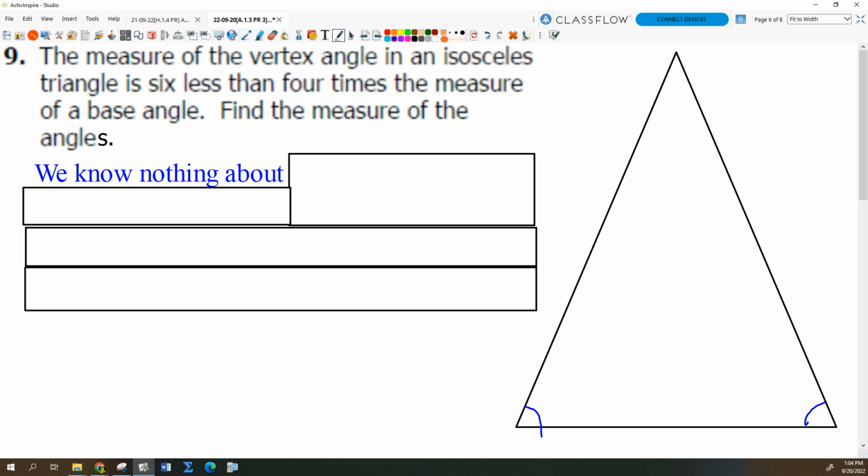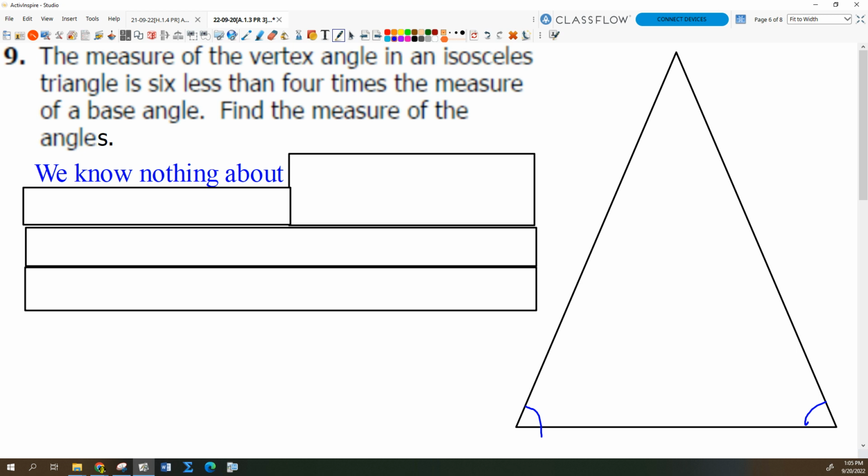Well, let's try it. The measure of a vertex angle in an isosceles triangle is 6 less than, well, hold it. It's telling me something about the vertex angle. I must know something about that. Is 6 less than 4 times the measure of the base angle? Do I know anything about the base angle? Nothing, right? So that's going to be my unknown. Agreed? Everybody get that? Give me thumbs on that idea, right? You see why it's the base angle that we want to call x here, because we know something about the vertex angle in terms of the base angle, right?